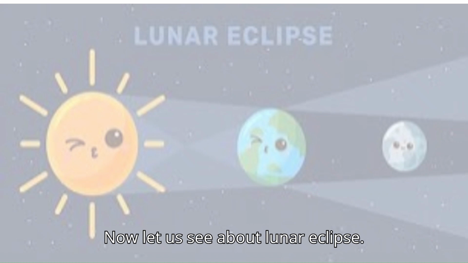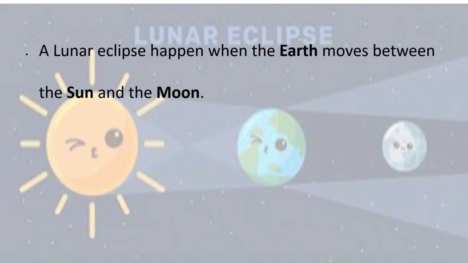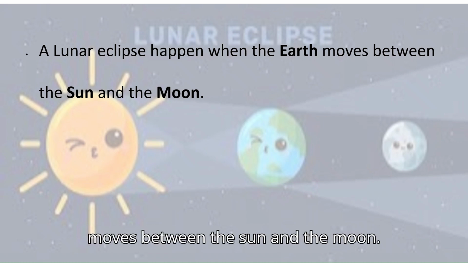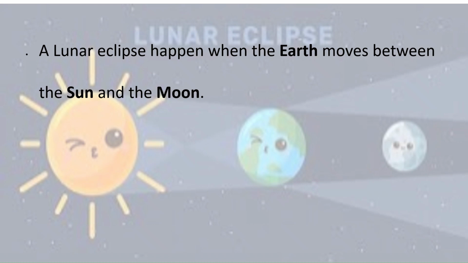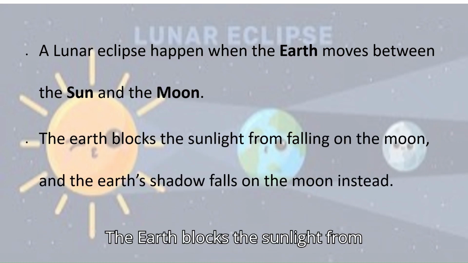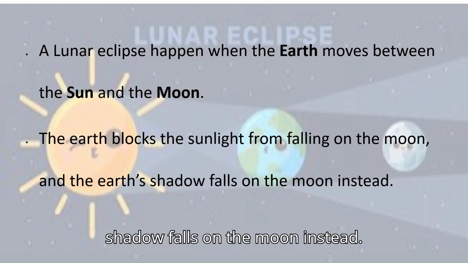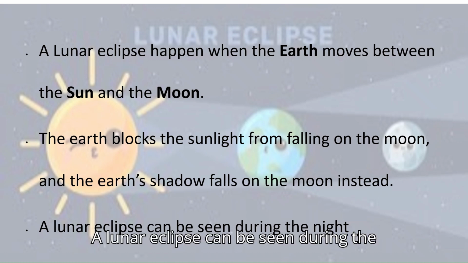Now let us see about lunar eclipse. A lunar eclipse happens when the earth moves between the sun and the moon. The earth blocks the sunlight from falling on the moon, and the earth's shadow falls on the moon instead. A lunar eclipse can be seen during the night.